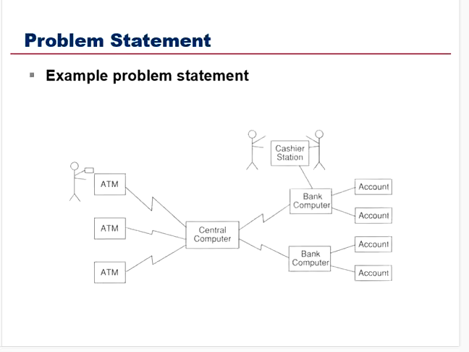So this is the example of the problem statement. In this you can see there is a central computer. The various ATMs are connected with the central computer. So this is the example of the problem statement.